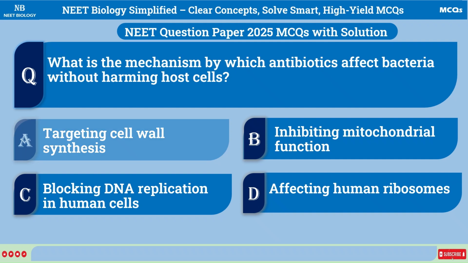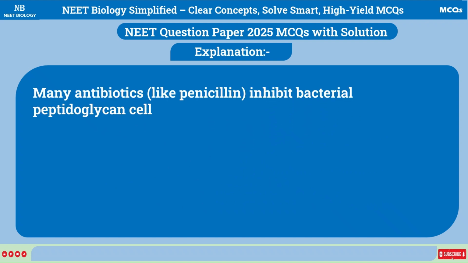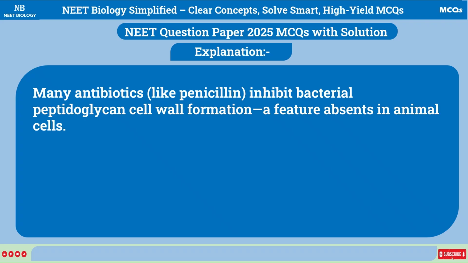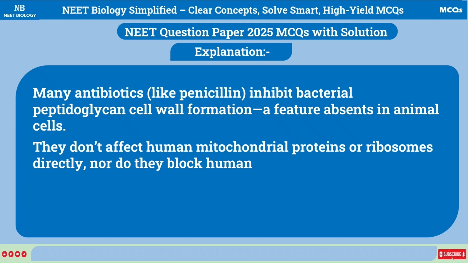Correct answer is A. Targeting cell wall synthesis. Explanation: Many antibiotics, like penicillin, inhibit bacterial peptidoglycan cell wall formation, a feature absent in animal cells. They don't affect human mitochondrial proteins or ribosomes directly, nor do they block human DNA replication.